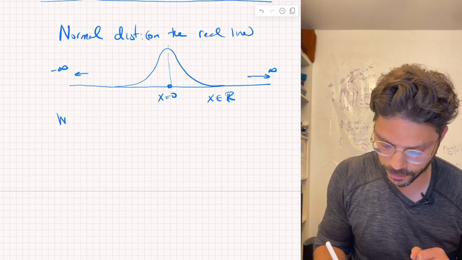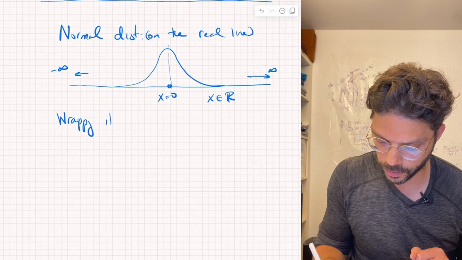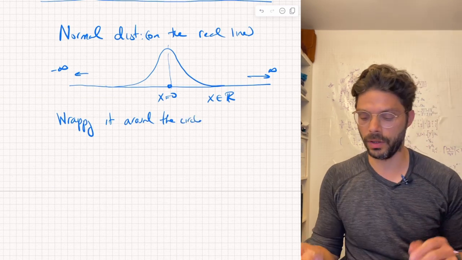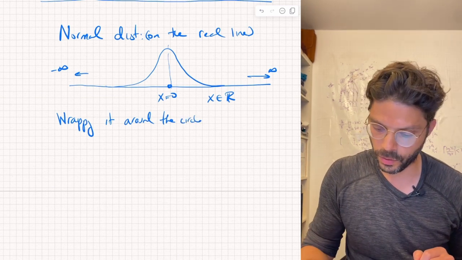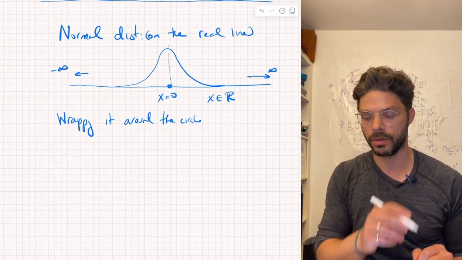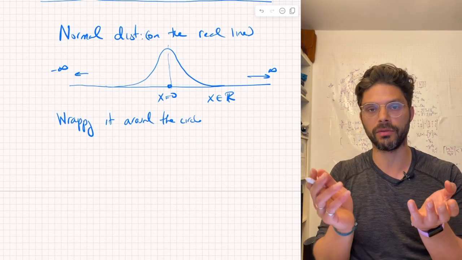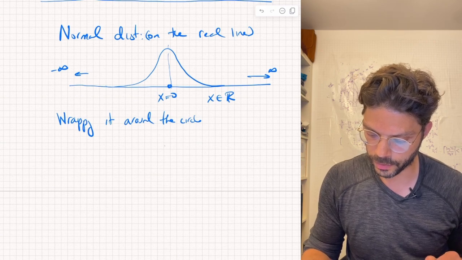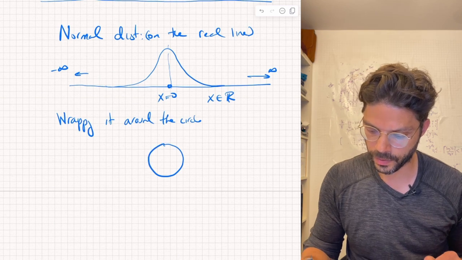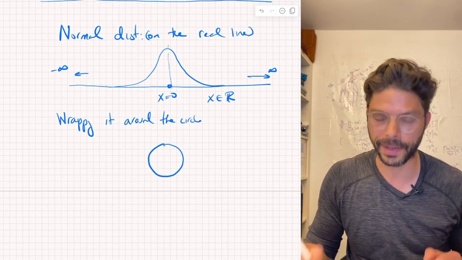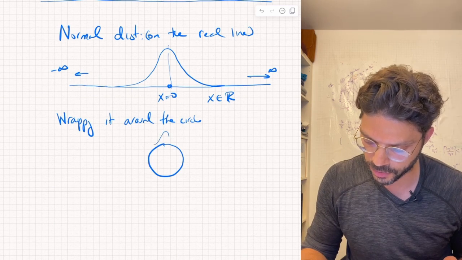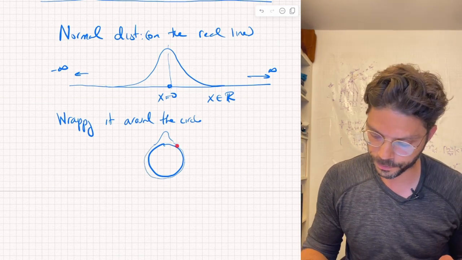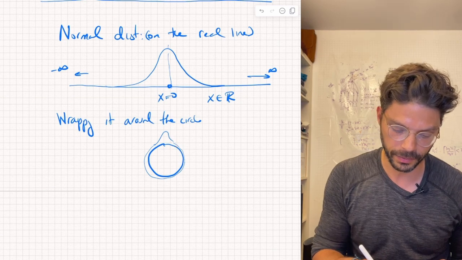So now, wrapping it around the circle. All we'll do is take chunks of it and wrap them around a circle of radius 1. So we'll now have a circle, and I will draw the distribution. So maybe it looks like this, and then it goes out, and then it wraps around again. So a particular value here, for example, let me just color that in.